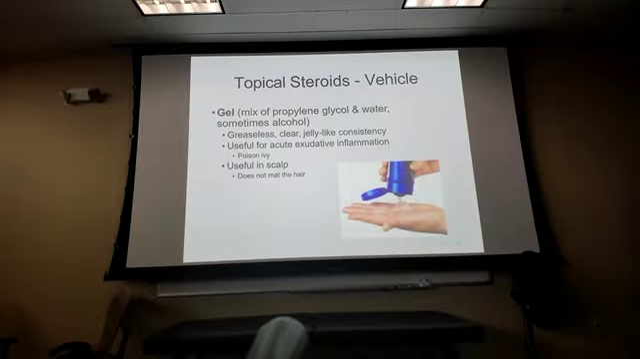You can also have a gel: propylene glycol, water, sometimes alcohol in there. Don't drink it. Greaseless, clear, jelly-like consistency. Useful for acute exudative inflammation, such as poison ivy. Useful in the scalp, does not mat the hair. Ointment, if you put it on there, they would have flat hair. I used to use one years ago, but I don't remember what it was. Anyway, gel is useful for the scalp.